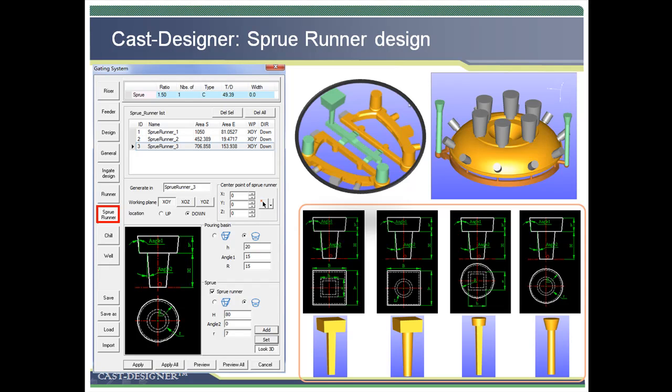The pouring system is also very important in gravity casting. Cast-Designer can support various types of pouring system. With full parametric, the user only needs to input the dimension and get it immediately. Multi-pouring system is also supported by Cast-Designer. This is very useful for complex casting design.